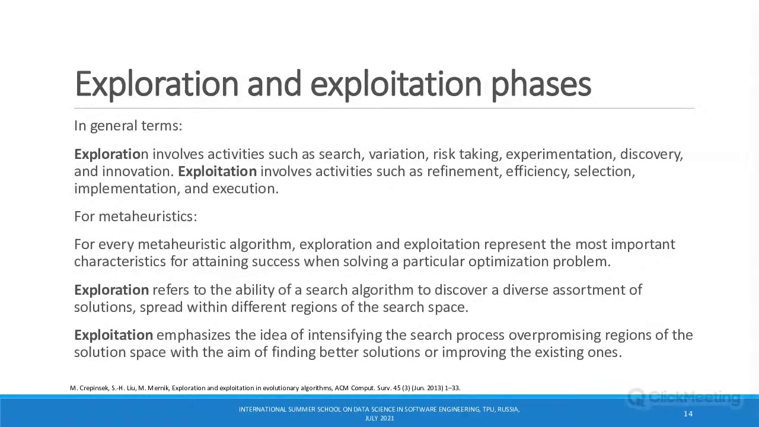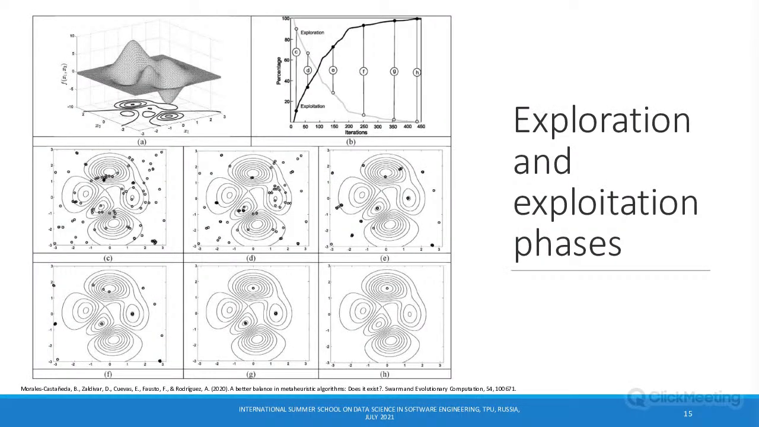So in the next slide, we can see an example of exploration and exploitation, with this problem that is very common in optimization. And this is the upper view, or a superior view, of the surface. In this plot, we have the iterations and the percentage of exploration and exploitation, and we can see how the exploration decreases along the iterations, but the exploitation increases during the iterations.